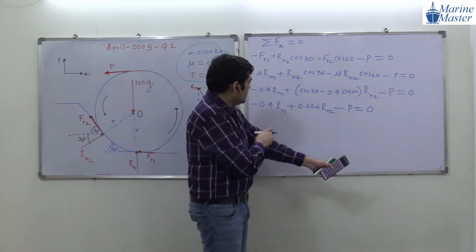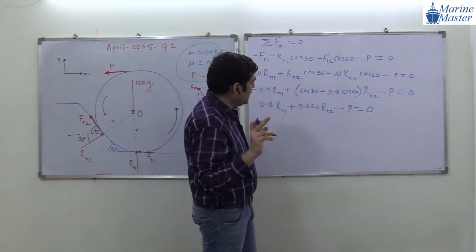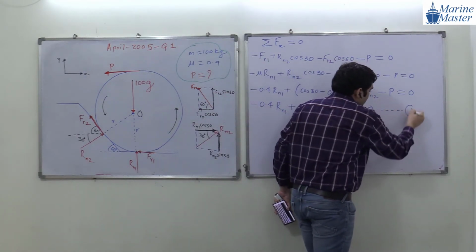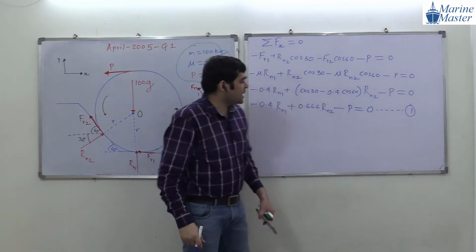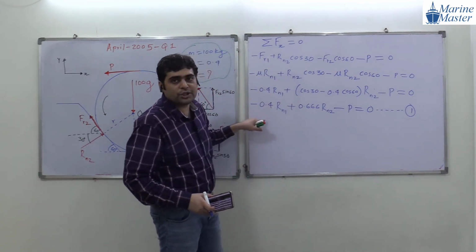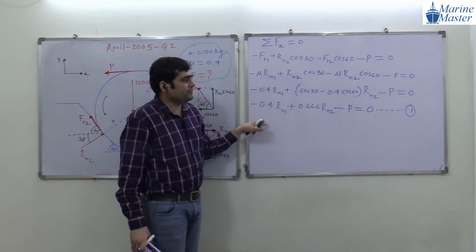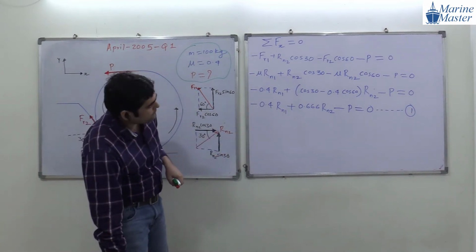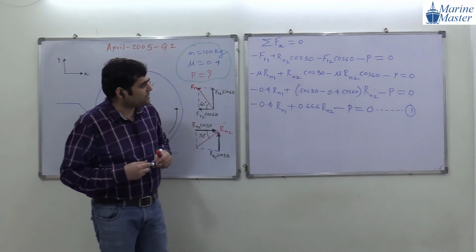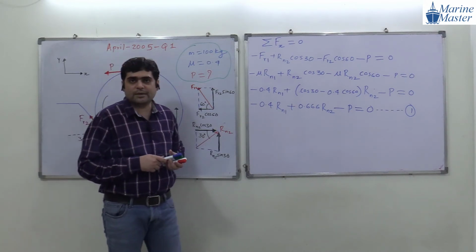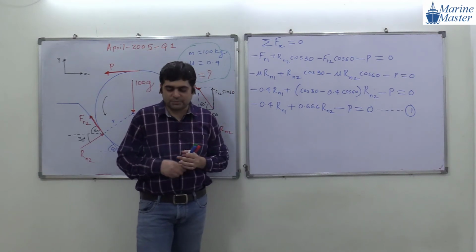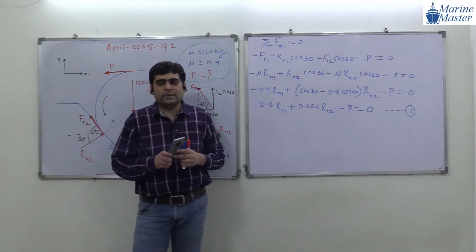Now the next point: we will call this equation 1. Please everyone write down up to equation 1. If you have any doubt, please ask me. If there is any correction, please let me know. Please be attentive, because there are a lot of chances that we will make mistakes here.